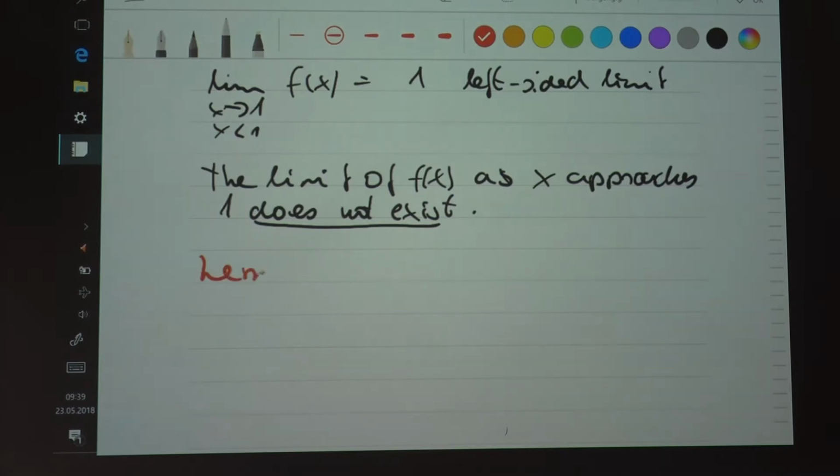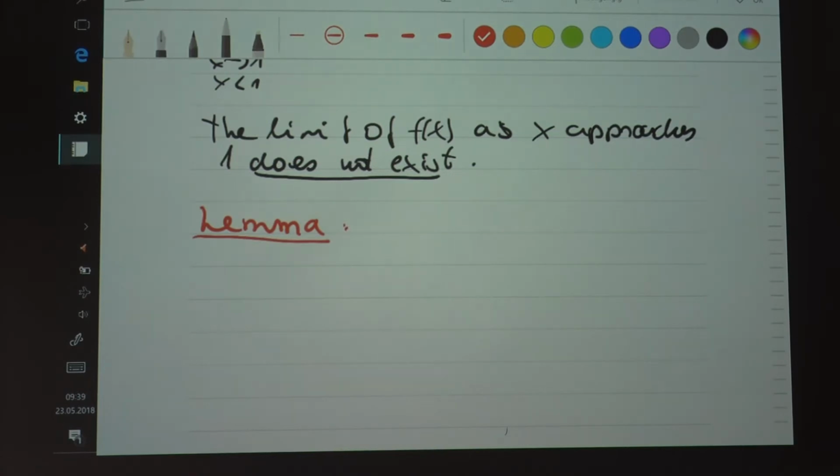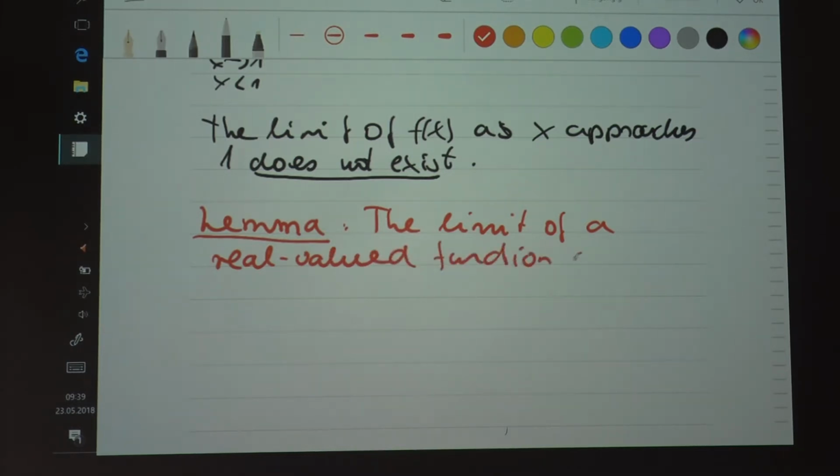Theorem 5.21: the limit of a real valued function of real variables. What does that mean? Real valued function of real variables. Remember that? That means that all arguments are real numbers and all results, all images, are also real numbers. So this is a real valued function of real variables.